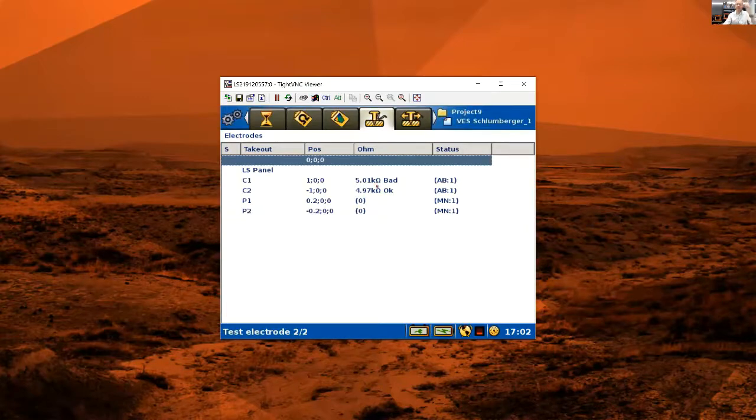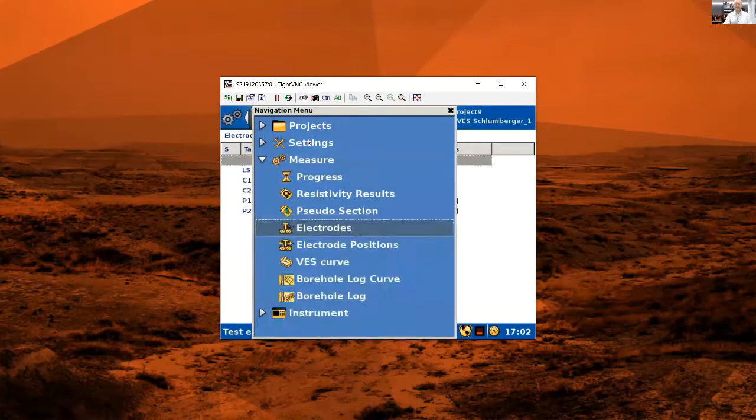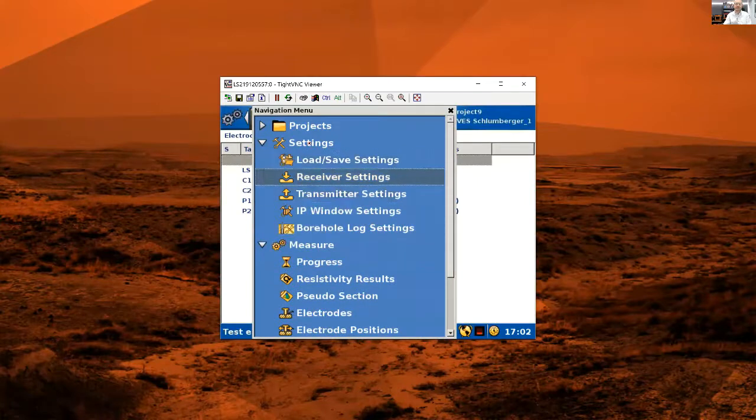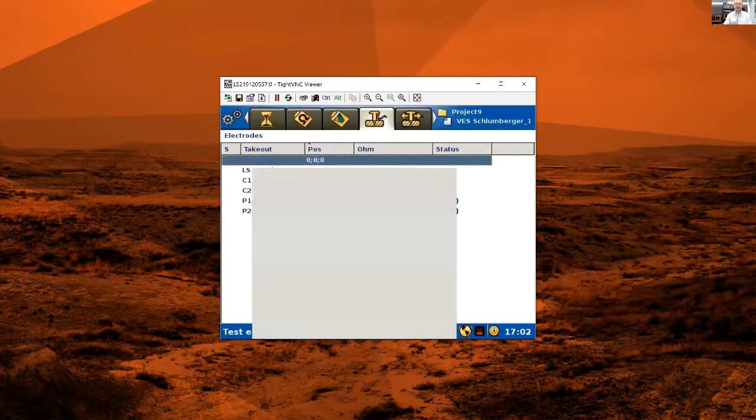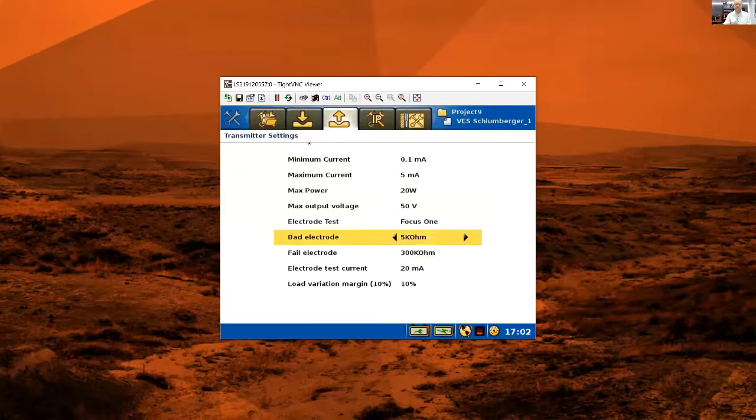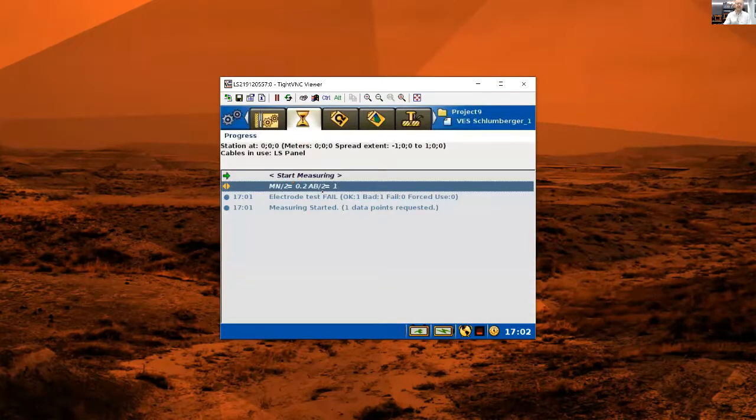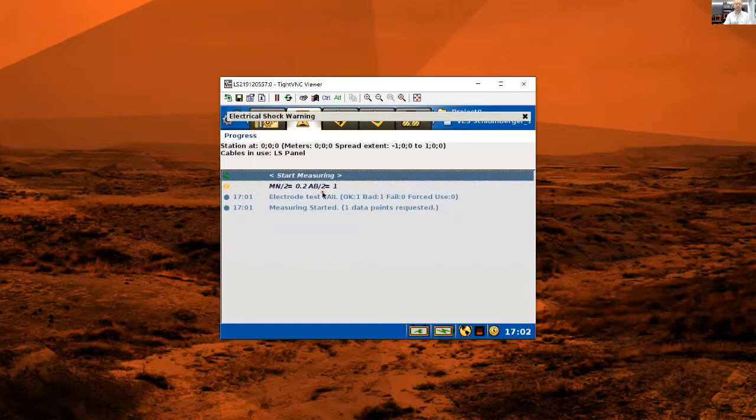Oh no, it's just that I've got a slightly high contact resistance on one of my electrodes. So I'm just going to change my settings so I don't have to go out and actually water the electrode to try and improve the contact resistance. Let's just change the threshold on my electrode test. Jump back to my measurement screen, say start measuring.